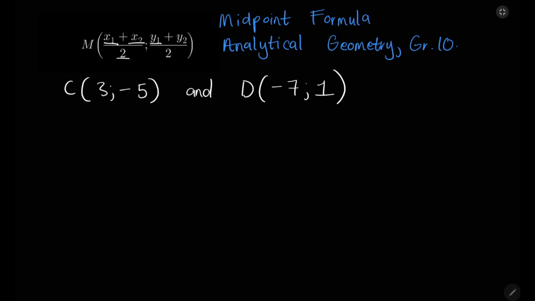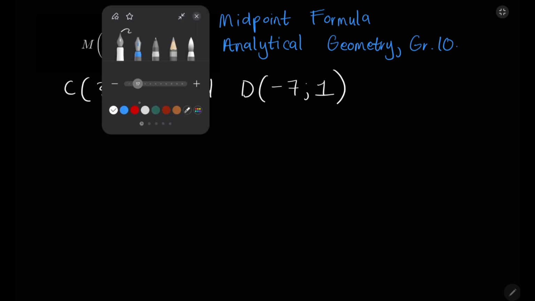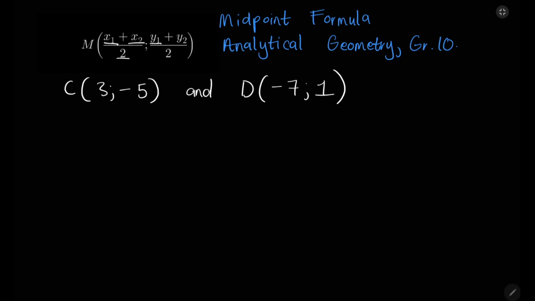Now let's find the midpoint of points C and D. In C we have 3 and negative 5, and for point D we have negative 7 and 1. Let's label our points. C will be the first point and D will be the second point. So that means this 3 is your x and that negative 5 is your y. But it's point 1, so let's specify this should be x1 and y1. For D, we have negative 7, which is our x, and 1, which is your y. Let's specify this should be x2 and y2.